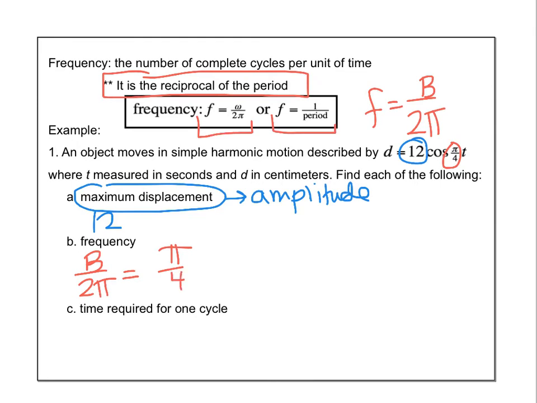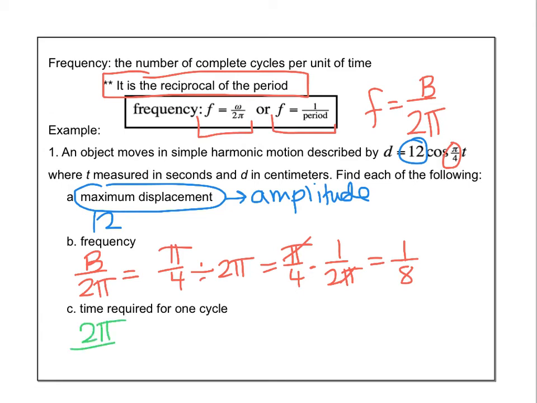Since it's a fraction, I can't divide it by 2 pi as a fraction, so I'm going to write divided by 2 pi, and then I'm going to flip it. So it's going to be times 1 over 2 pi, and then the pi's cancel, and I get 1/8. That means in 1 second, we only get through 1/8 of the cycle. And then the last thing is the period, the time required for 1 cycle. I read into that faster than I explained it.